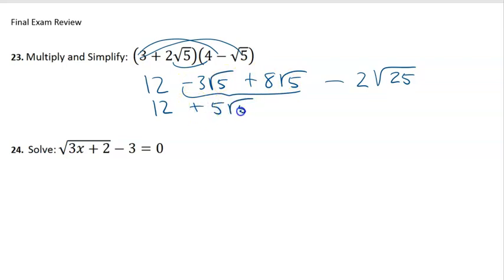You keep that square root of 5. You don't add those together and get like square root of 10. That is not a thing. Okay, and over here, minus 2. Now the square root of 25 is 5.